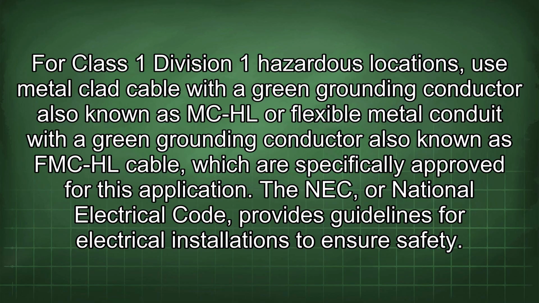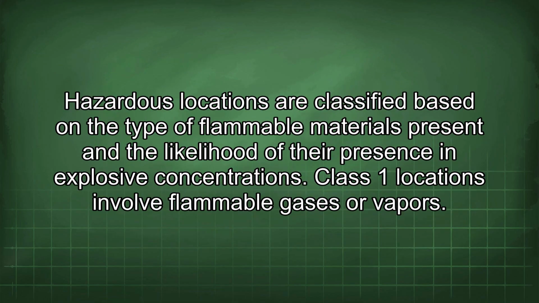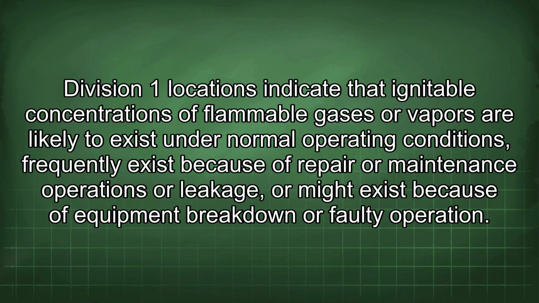The NEC, or National Electrical Code, provides guidelines for electrical installations to ensure safety. Hazardous locations are classified based on the type of flammable materials present and the likelihood of their presence in explosive concentrations. Class 1 locations involve flammable gases or vapors. Division 1 locations indicate that ignitable concentrations of flammable gases or vapors are likely to exist under normal operating conditions, frequently exist because of repair or maintenance operations or leakage, or might exist because of equipment breakdown or faulty operation.